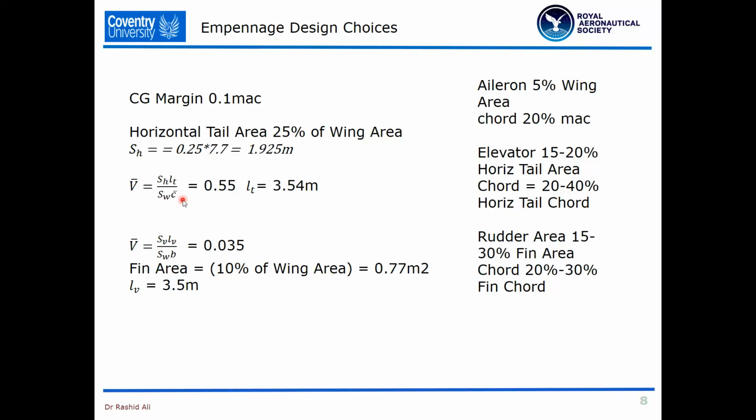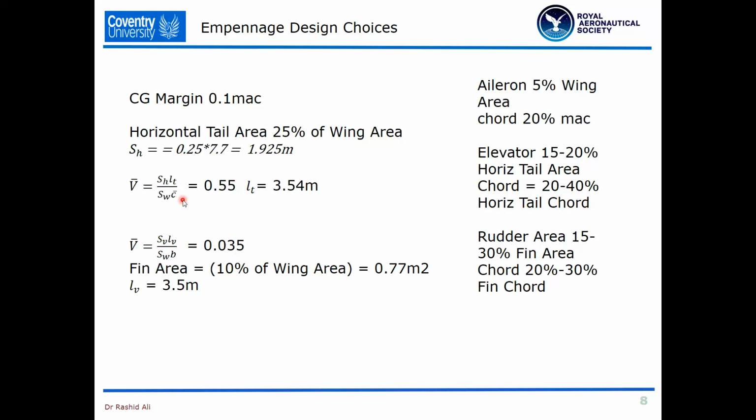The vertical fin tail volume coefficient is also an important entity. You want to be able to control the aircraft directionally. So generally speaking, again, a rule of thumb, if you scour the various textbooks on aircraft design, they will tell you that for light aircraft, the vertical tail volume coefficient needs to be anything between 0.03 to 0.05. So with that as a number, I am able to determine the tail arm for my vertical fin.